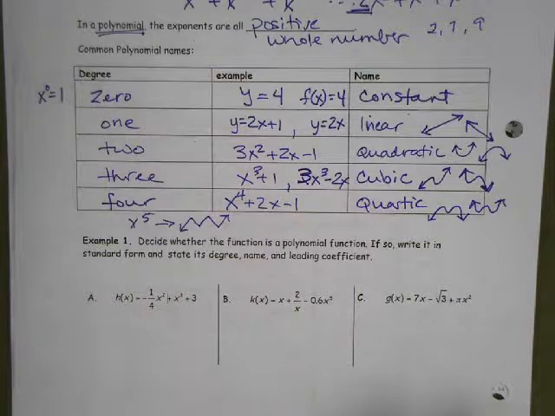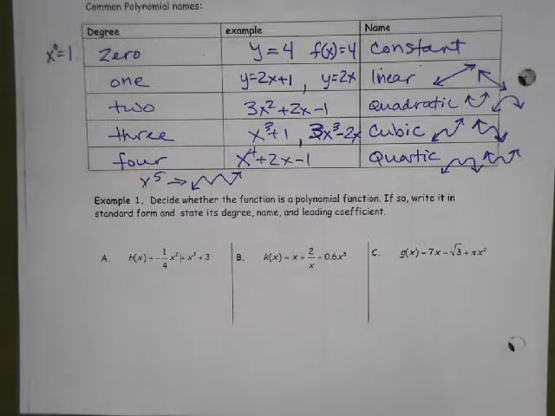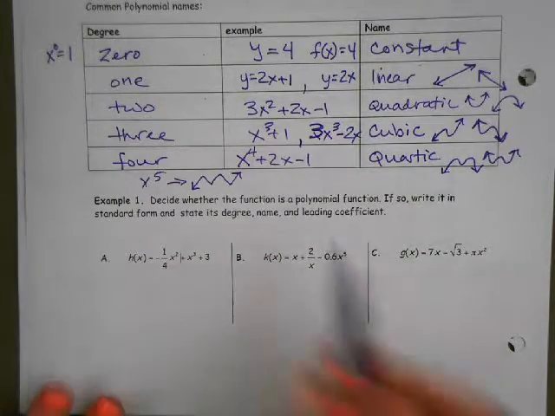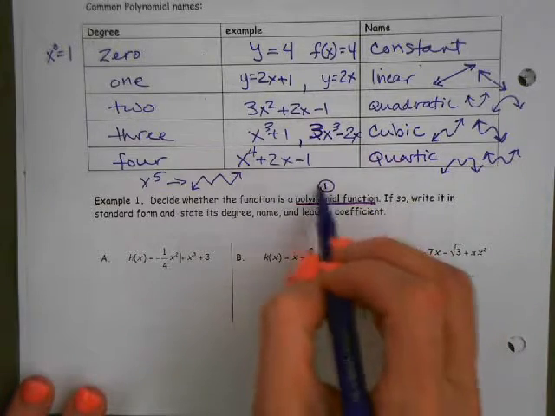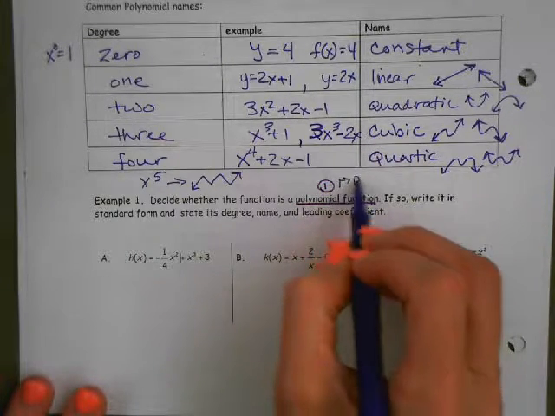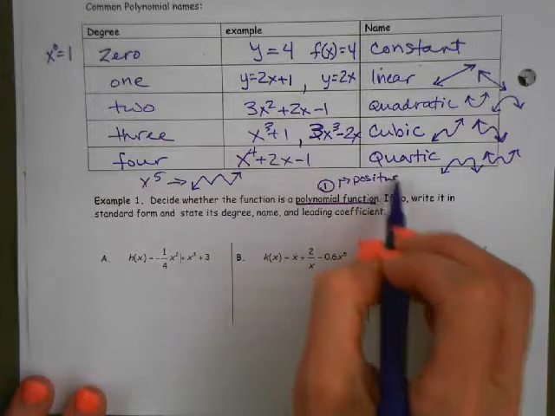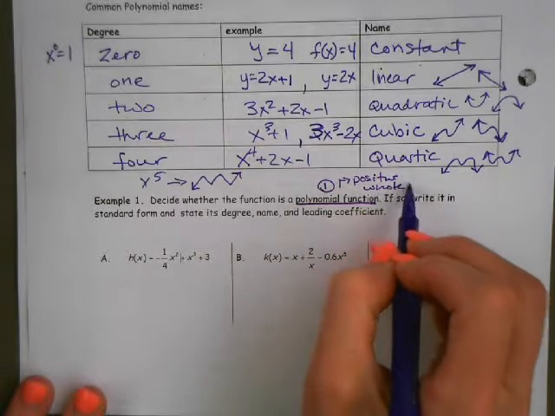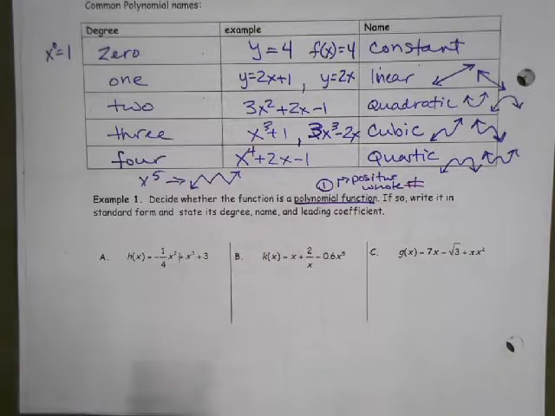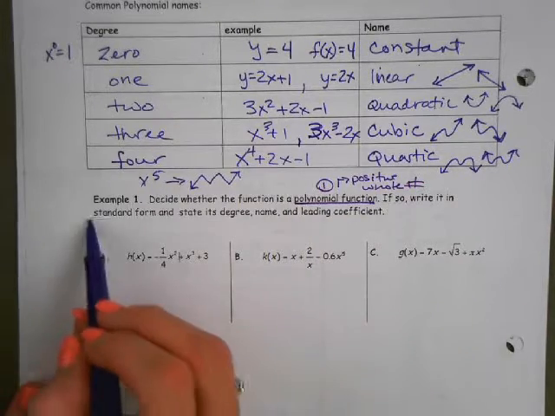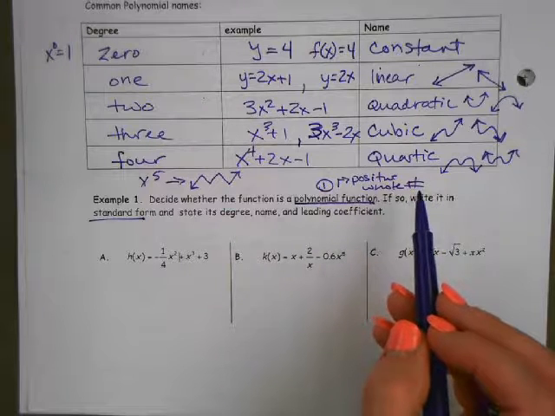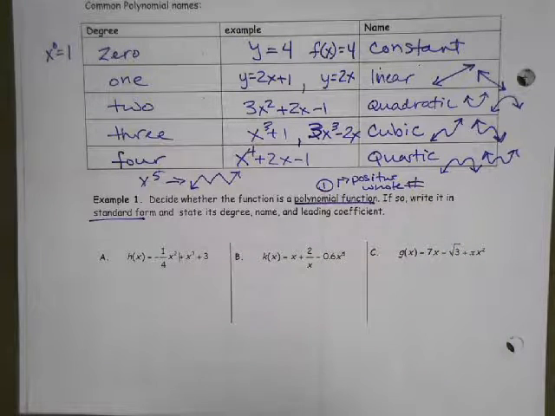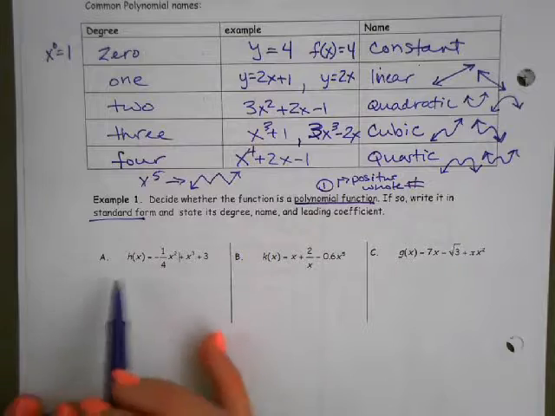Okay? Alright, so let's look at our examples on the bottom here. You basically want to state if it is a polynomial function. If I'm looking for a polynomial function, I need the exponents to be positive whole numbers, right? Okay, so I need to put it in standard form. I want to see if all my exponents are positive whole numbers. If they are, then it is a polynomial function. Okay, so let's put these in standard form.